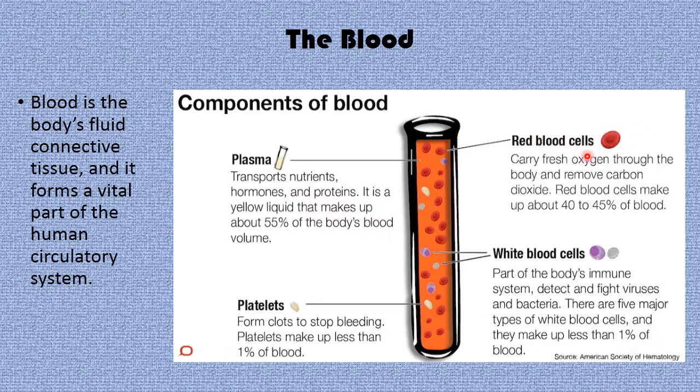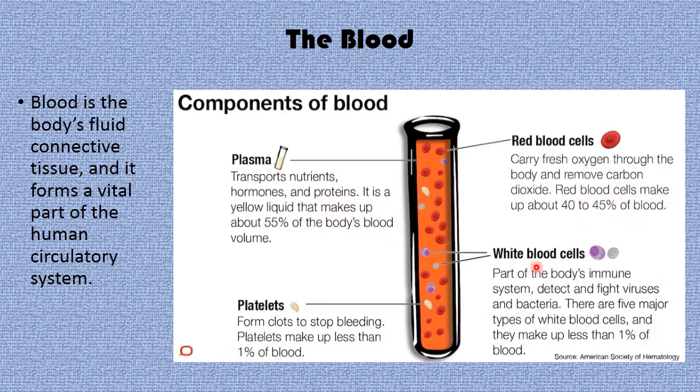Now, this is a diagrammatic representation of the red blood cell. Now, the red blood cells carry fresh oxygen throughout the body and remove carbon dioxide. Now, the red blood cells make up about 40 to 45% of the blood volume.